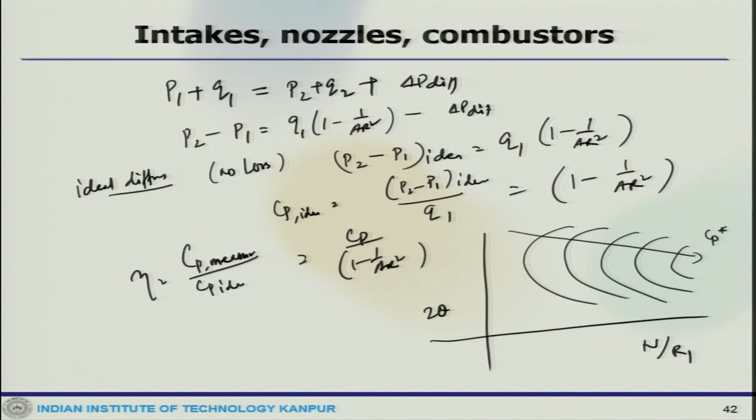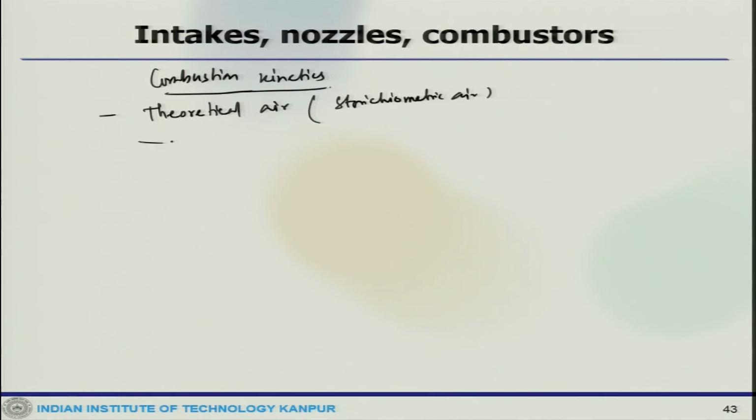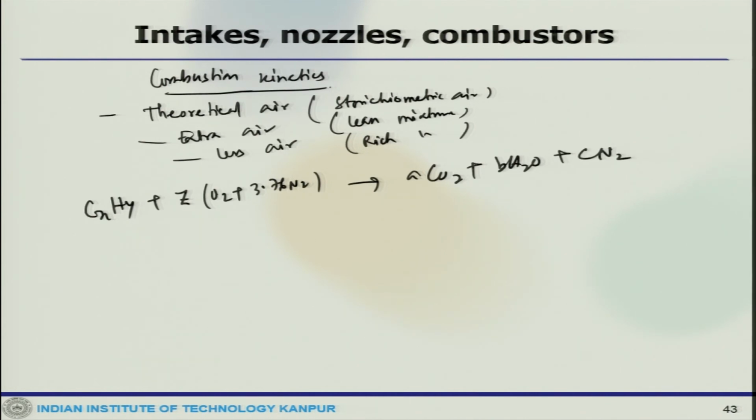Now the other thing that is important is the combustion kinetics. Though we are using different fuels, the kinetics is going to play a role, because it tells us whether you will have complete combustion. The important parameters are theoretical or stoichiometric air, then extra air, less air, which is lean mixture, and rich mixture. In general, if you burn CxHy plus O2 plus N2, it is going to produce CO2, H2O, but if you have incomplete combustion, you start producing CO and others. And this is the stoichiometric coefficient for all this.